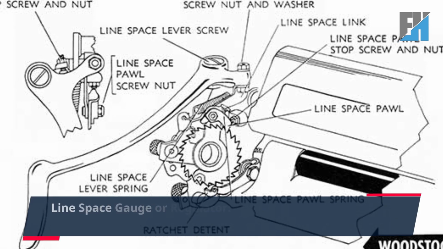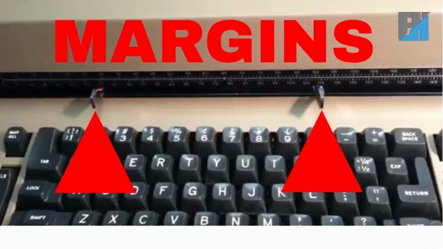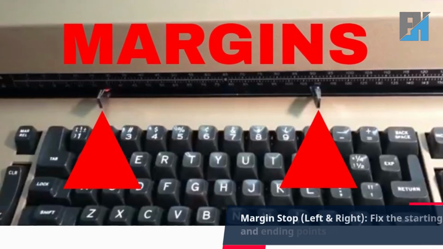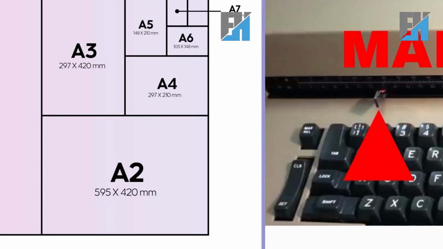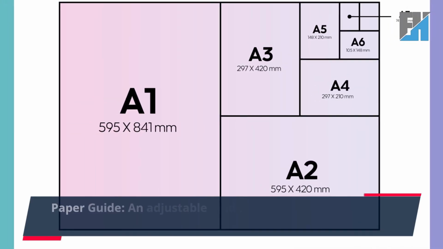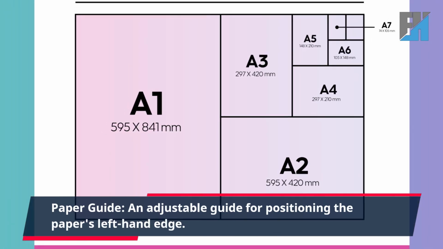6. Line space gauge or regulator, regulates line spacing depth. 7. Margin stop, left and right, fix the starting and ending points of typewritten lines. 8. Paper guide, an adjustable guide for positioning the paper's left-hand edge.